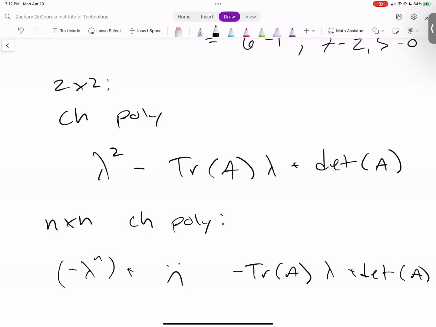So whatever size this ugly thing is, it'll always end with this determinant of A. So if they give you a giant equation that starts with a lambda to the 10 and it ends with plus 2, the determinant is 2. Okay. Does that make sense?